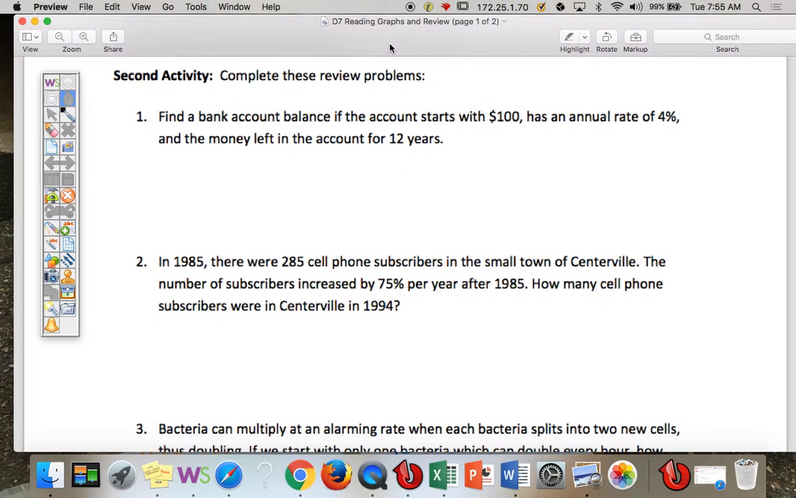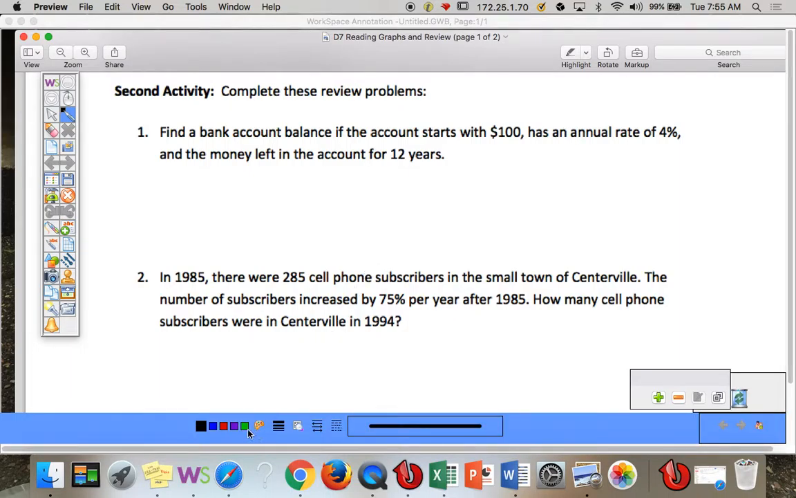So number one, it says find a bank account balance if the account starts with $100, has an annual rate of 4%, and the money is left in the account for 12 years. So for this one right here, let's write the equation first. I'm going to underline the important information. So $100, annual rate of 4%, the money is left in the account for 12 years.